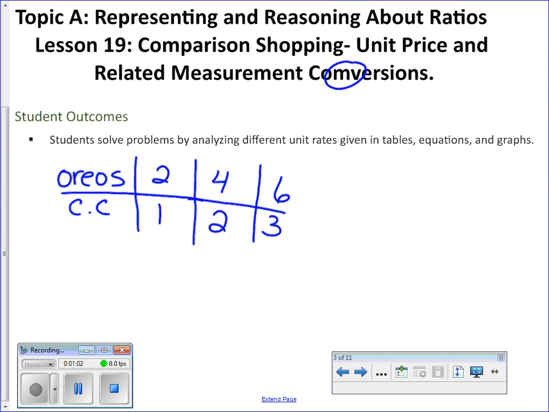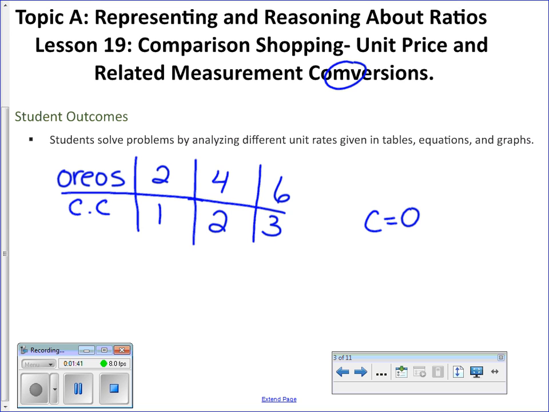Right. So how can I write that as an equation? What would my equation be to represent the relationship between Oreos and chocolate chip cookies? 2 times the number of Oreos equals C? No, wait. Let's fix that. I think that's backwards. So how would it be? O equals 1/2 of a C. What do I have to do to my cookies to get to my Oreos? What am I doing to my chocolate chip cookies to equal my Oreos?